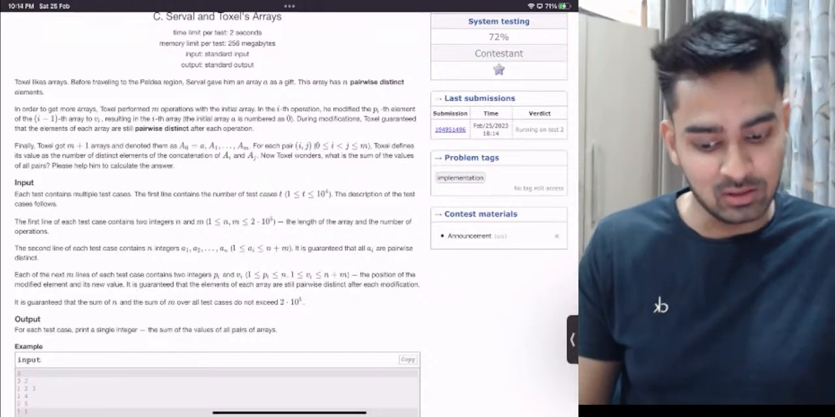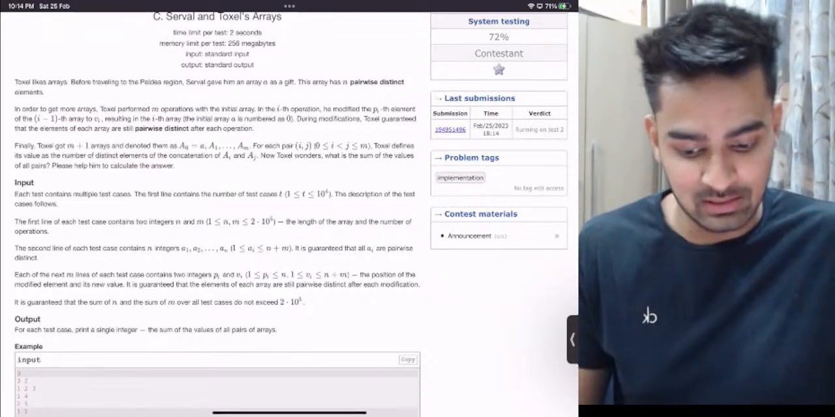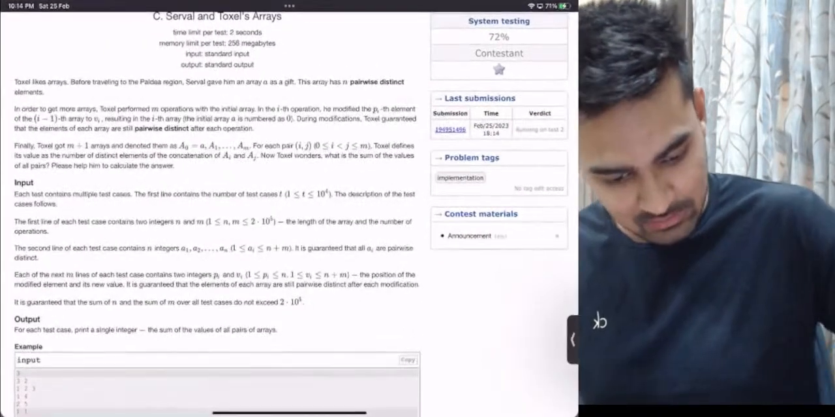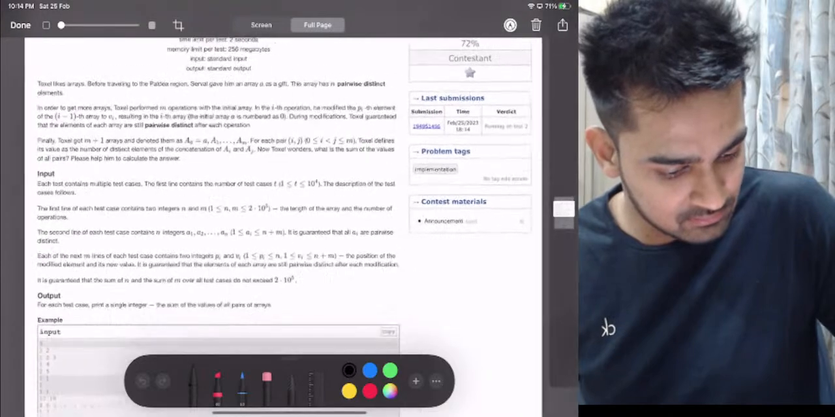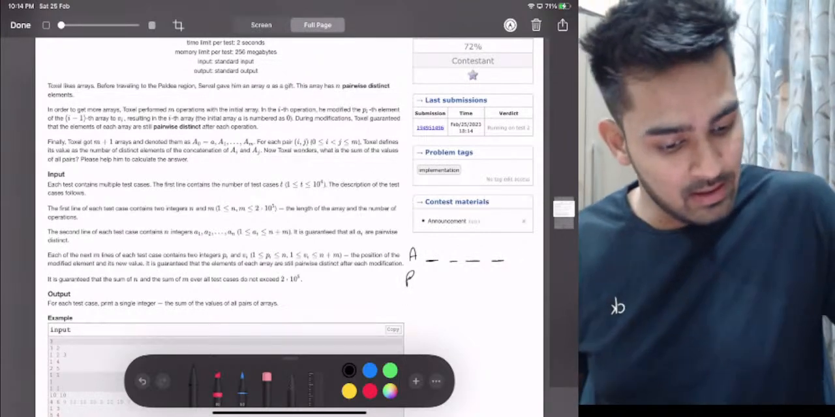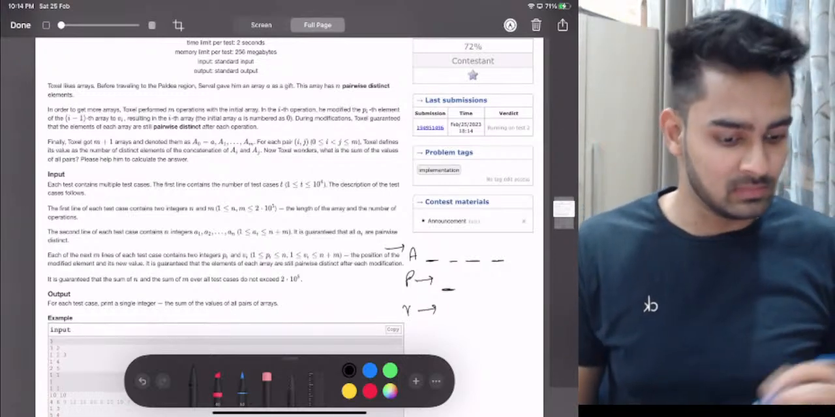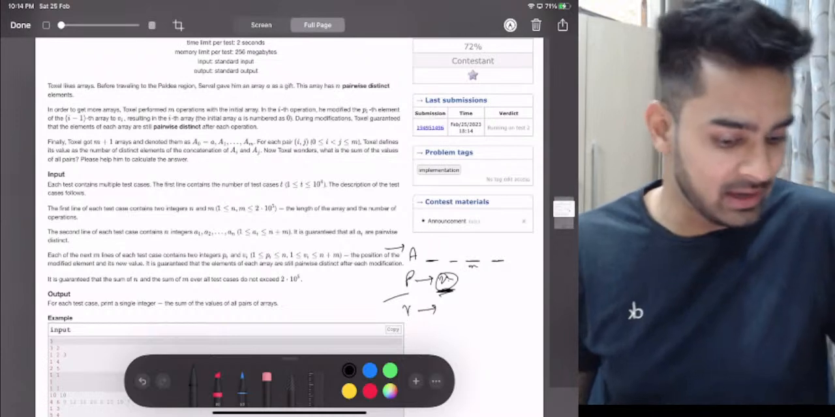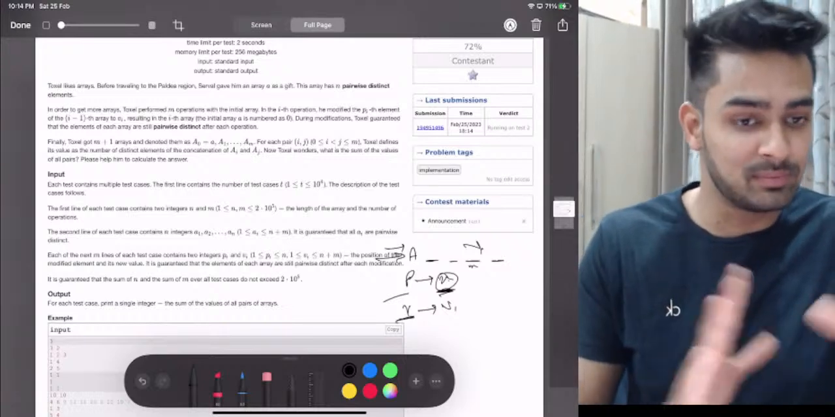In order to get more arrays, Toxel performed m operations with the initial array. In the ith operation, he modified the p_i-th element of the (i minus 1)th array to v_i. Let me explain this part. We have three arrays: array A, array P, and array V. On my first operation, I take the first element of P, let's say this is x. That means I have to go to the xth index of A and switch it with V1. That is what the problem says.